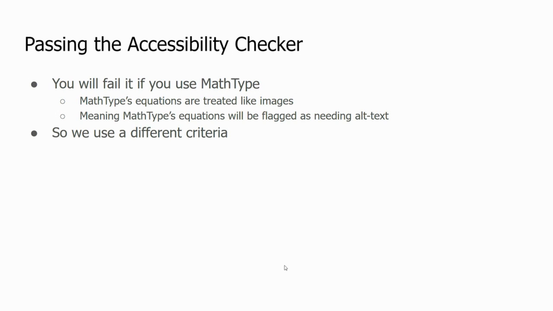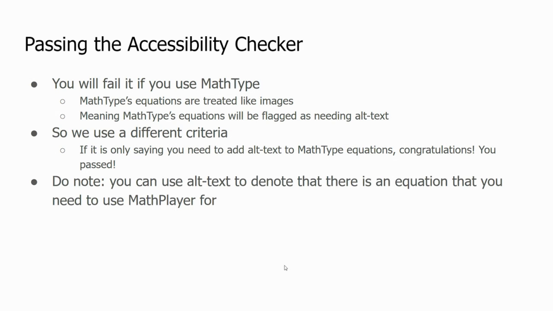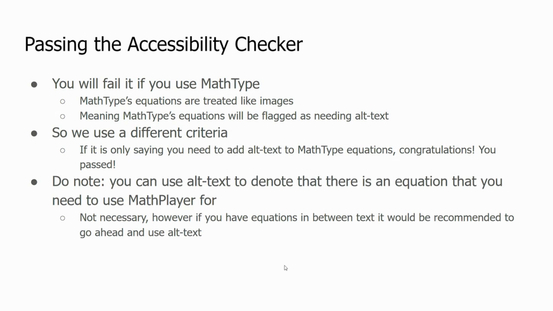So we use a different criteria for the accessibility checker. The only thing it says you need to add alt text to is MathType equations. If you did it, you passed. You got your points. And I do want to note that you can feel free to use alt text to note that there is something there for your students to read. However, it's not a requirement. It's not something that we require for our documents. But if you do have it, you can go ahead and try.